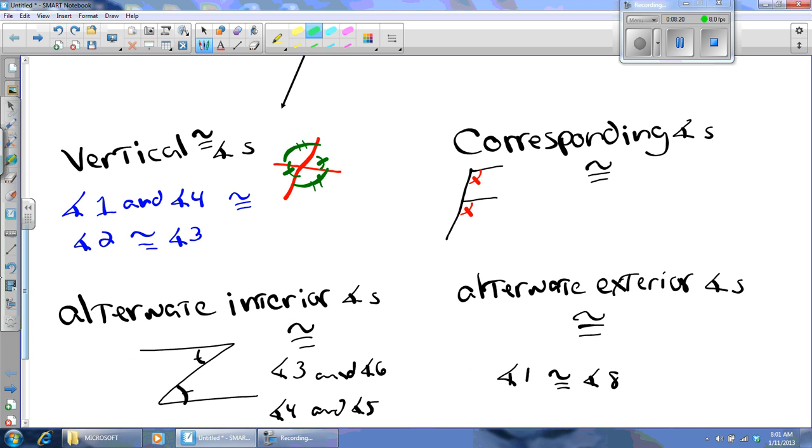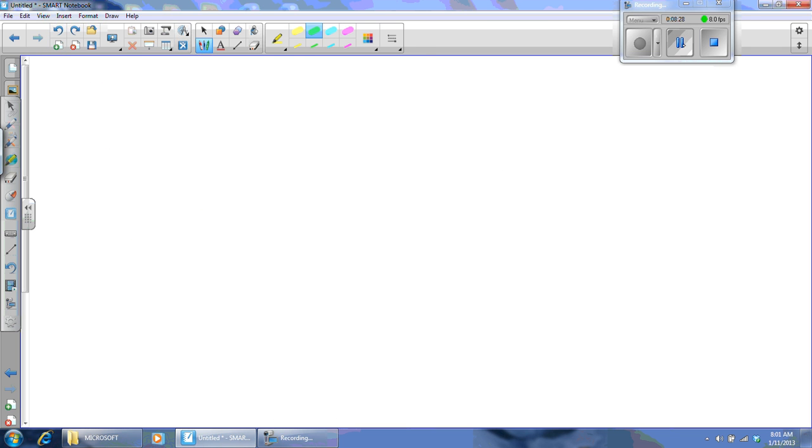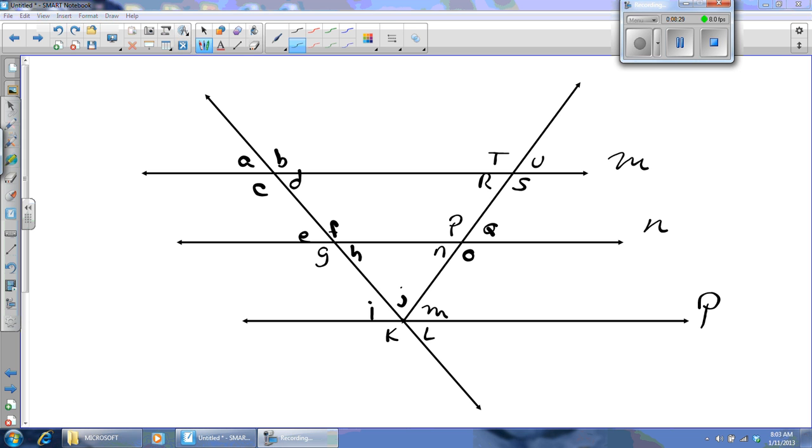Okay. Well, this is pretty cool stuff because it allows us to do a more complex problem. Let's say I have lines M, N, and P, and they're all parallel to each other. If I know just a couple of angles, I can figure out every other angle. For example, let's pretend that angle A is 70 degrees and that angle T is 120 degrees. I should be able to figure out just about every other angle in here.